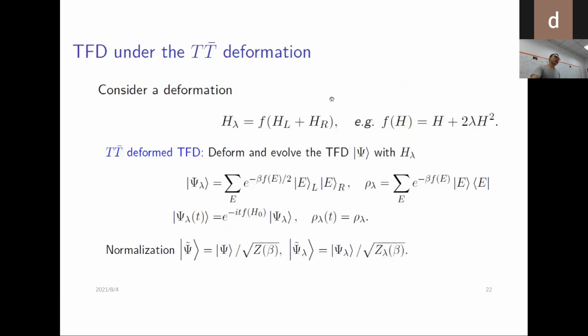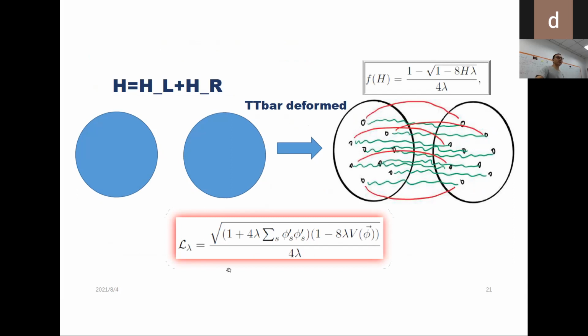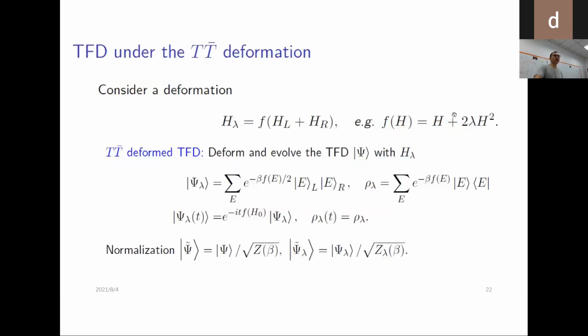So here, just as a simple exercise, we can start from the two Hamiltonian systems. Since the TD bar deformation is nonlinear, we can perturbatively solve this TD bar deformation up to fourth order. We start from the two Hamiltonian systems, and we expand up to fourth order.